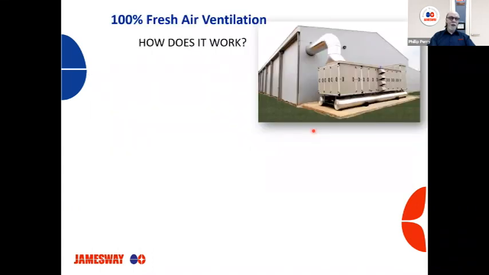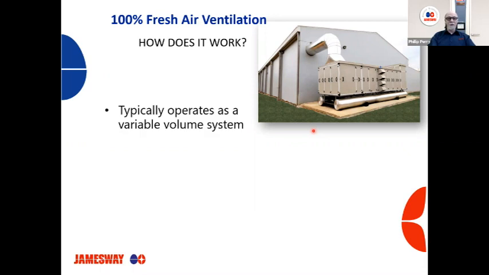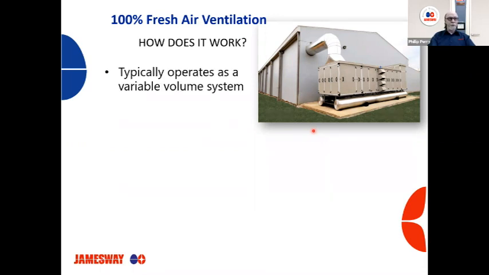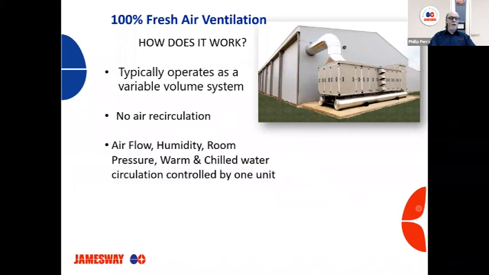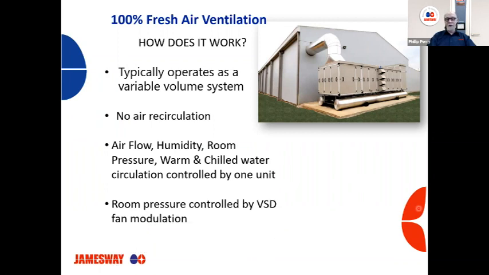When we take a look at 100% fresh air ventilation, we'll take a look at how this system works. It operates as a variable volume system. This means that there's no air recirculation. The air is modulated with a fan. The airflow, humidity, the room pressure, the warm and chilled water circulation is all controlled by one unit. And the room pressure, again, is controlled by the VSD or fan modulation.